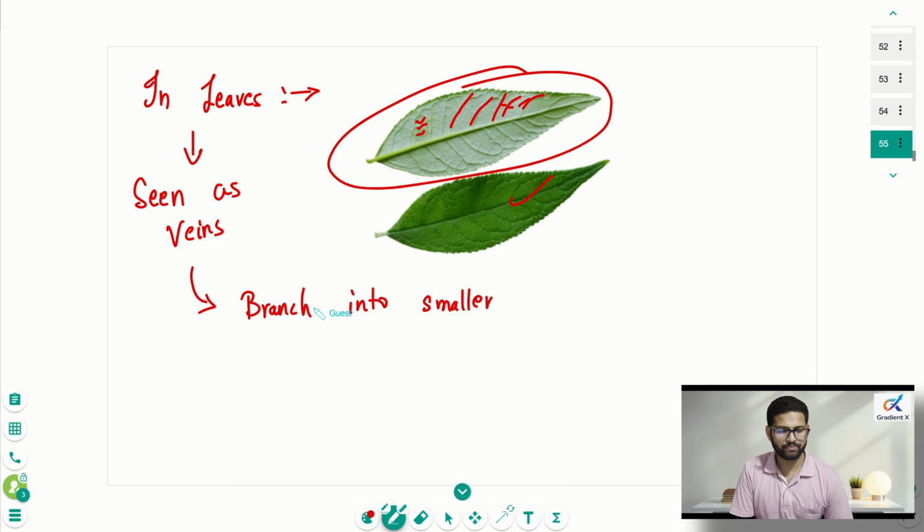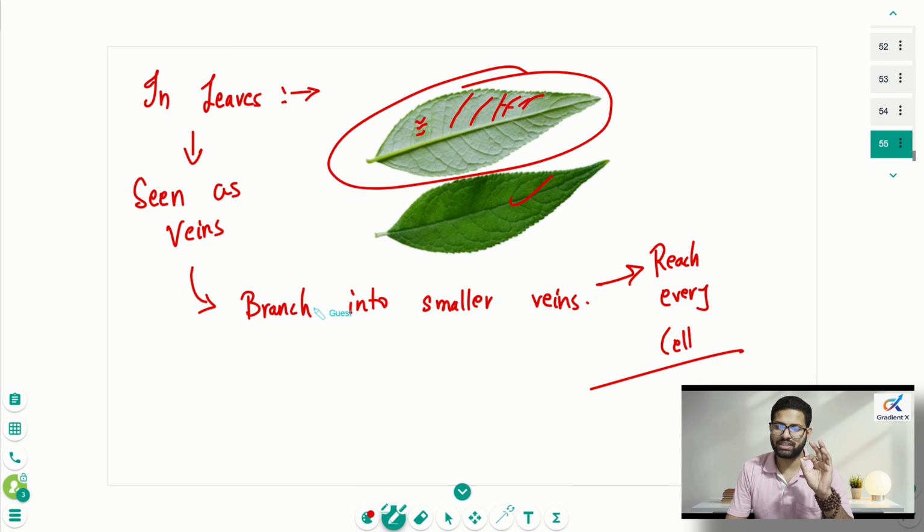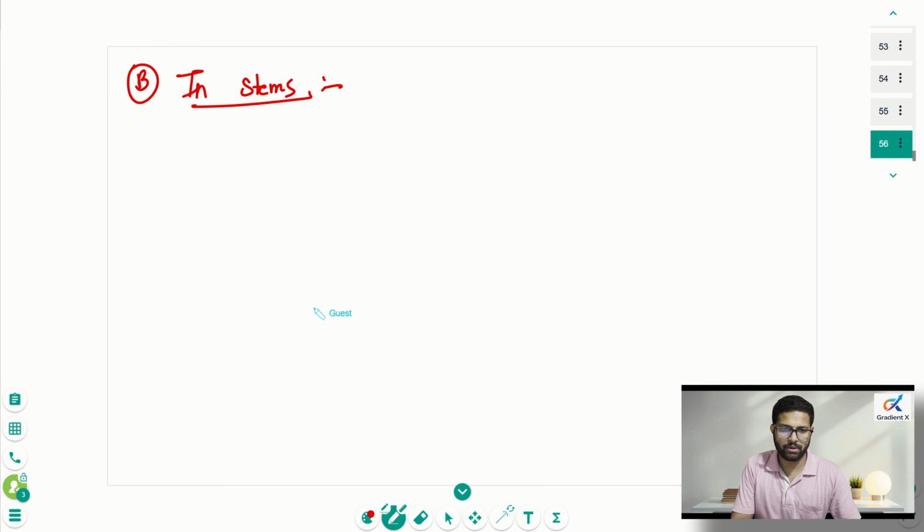Branch into smaller veins, right? You can see small veins over here. These are vascular bundles, okay? And the purpose of this is to reach every cell. They reach every cell for transportation. I don't have to tell you transportation of what, right? You already know it. Now the second part.